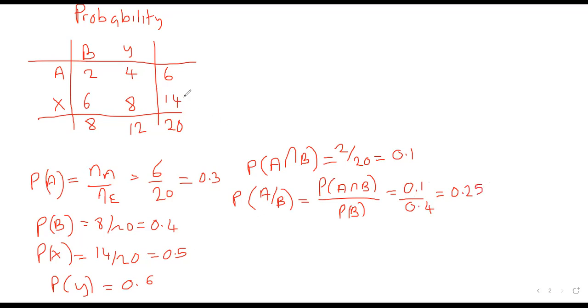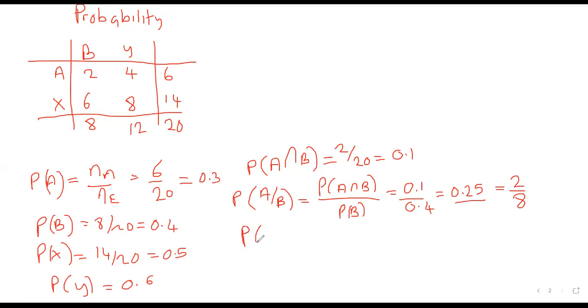Alternatively, the shortcut is where they meet. A and B, where do they meet? At 2, over the total for the bottom letter here. The total for B is 8. When you divide that, you get 0.25. Excellent.